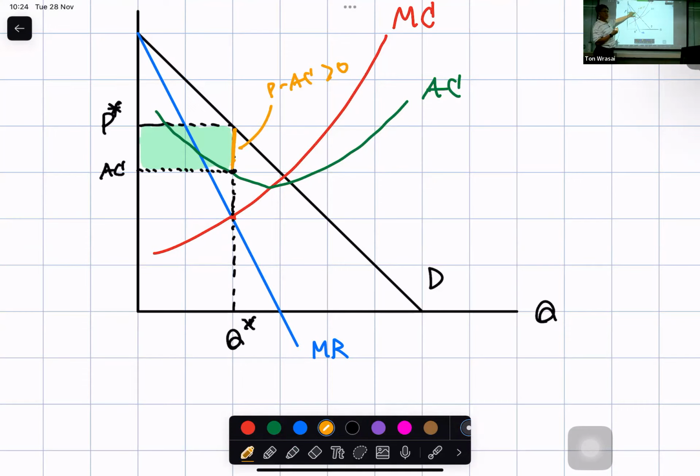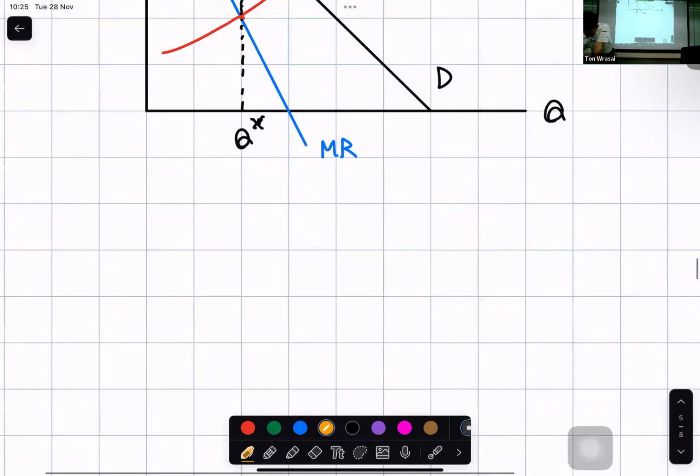If someone asks you to show profit per cookie, it's this orange stick: P, the height of price minus the height of AC. The difference is positive profit per unit, times the amount becomes the profit area, total profit. Once you know how to do this, then case 2 is easy now.